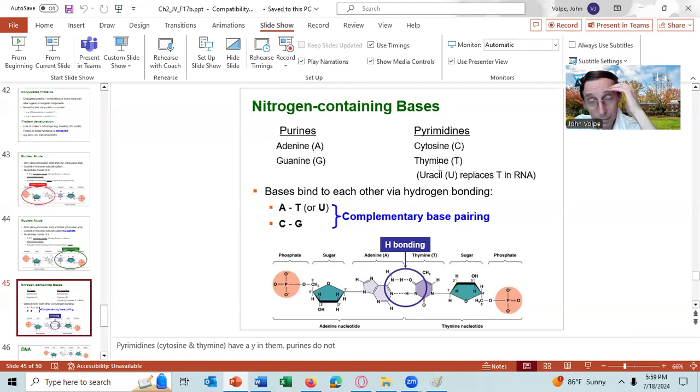And like I said, the easiest way to remember the pyrimidines from the purines is, say with DNA, if the nucleotide has a Y in the name, then it is a pyrimidine. And for RNA, you can use that terminology. It's just that it doesn't have thymine in it. So that's removed because there's no thymine in RNA. It's replaced with uracil, and uracil is a pyrimidine.